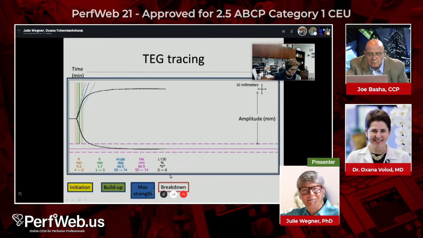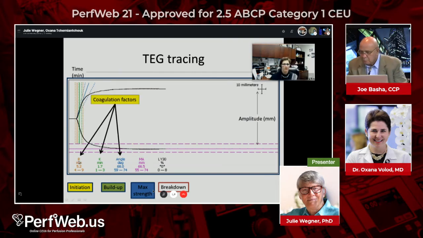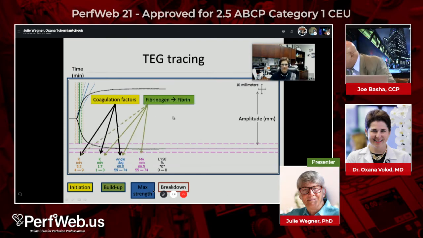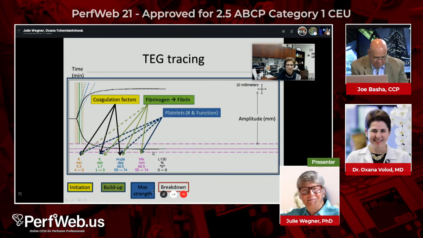All right, so again, the TEG tracing: initiation, buildup, maximum strength, and breakdown. Along the x-axis is time. Amplitude is along the y-axis, which is along here. So let's look at that. With the R, K, and angle, as we saw, the coagulation factors are involved. Fibrinogen is involved when we get to the K and angle. The platelets are involved once we mainly get to the MA, but as cofactor, all these other ones. So basically what I was trying to show in this slide was that during the whole process of clot, you have all the elements.